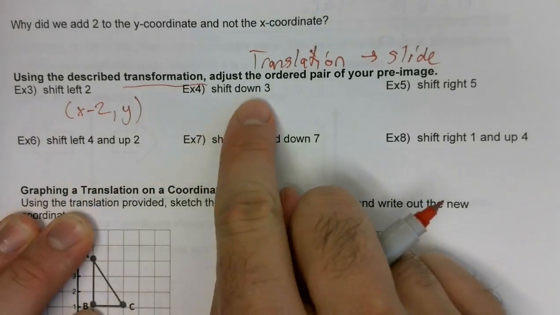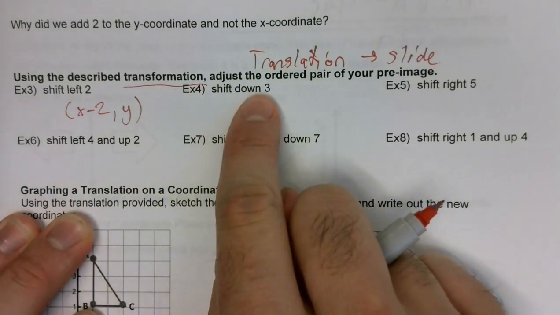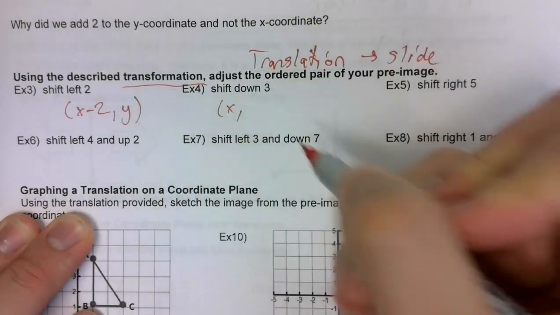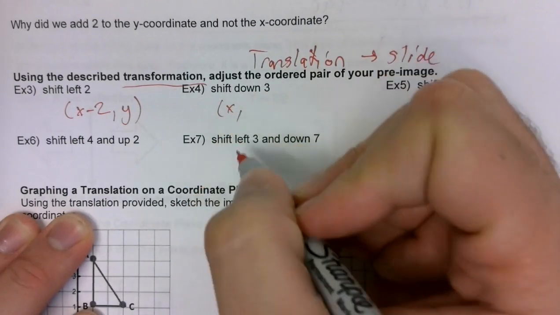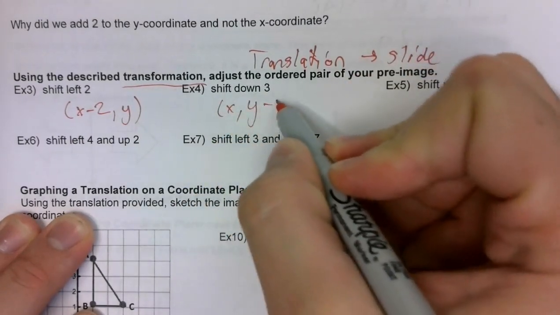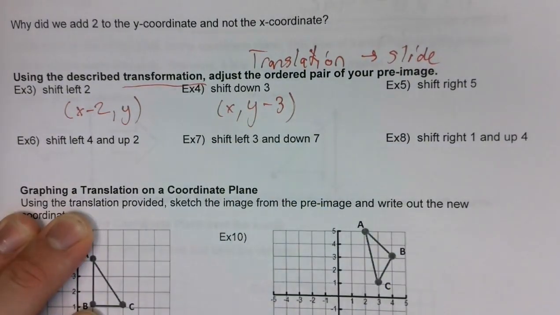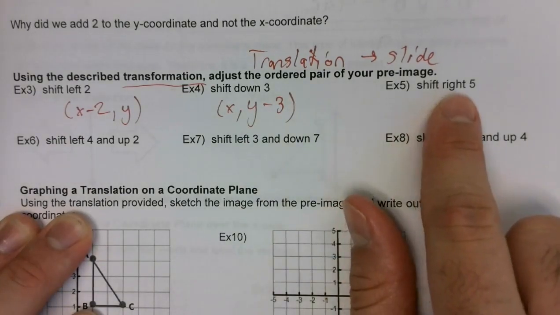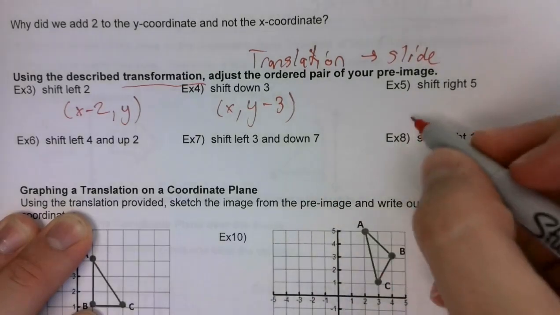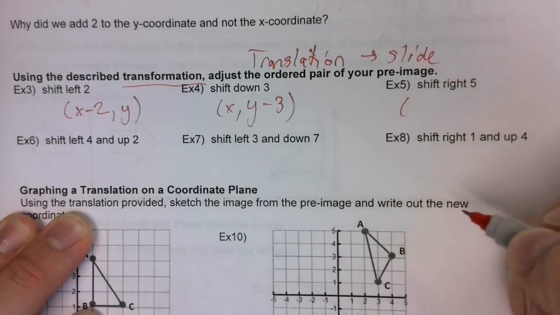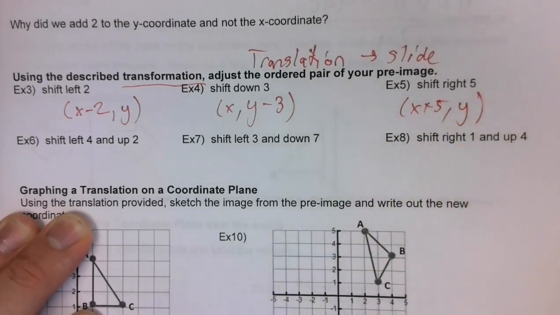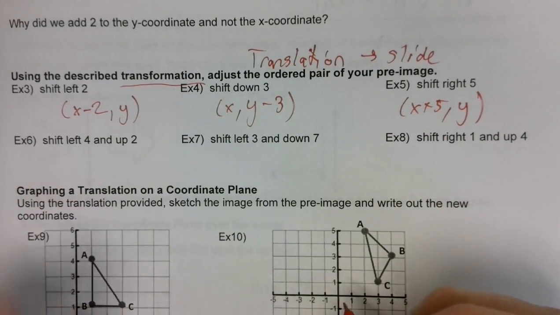Now if I'm going down 3, up or down deals with the y value. Up would be positive, down would be negative. So this would be x. Notice I didn't do anything to the x because I'm not going left or right. But I am going down 3, so I will subtract 3 from the y value. Again, we're just going over notation right now. If I want to shift right 5, again, that's left or right, that's the x. So right is positive, left is negative. So that would be x plus 5, y. Again, I don't change the y because I'm not going up or down.